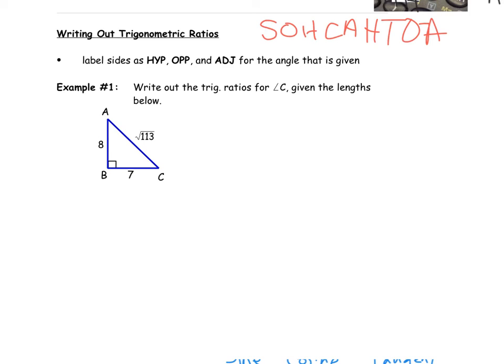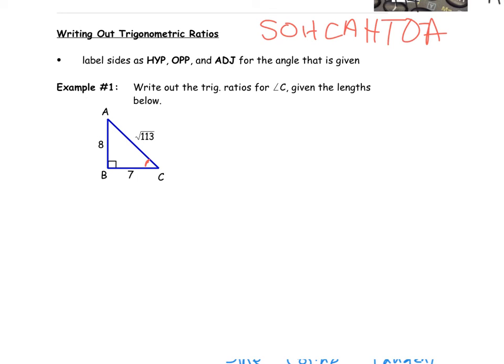So in this example, it says, write out the trigonometric ratios for angle C, given the lengths below. So this is a triangle where I'm first noticing it's a right angle triangle labeled ABC. And the angle I want to know information about is angle C. They've already used the Pythagorean theorem to figure out the lengths of all the sides. So presumably 2 of the 3 sides were known, and then they've done the math to make sure that all works out.